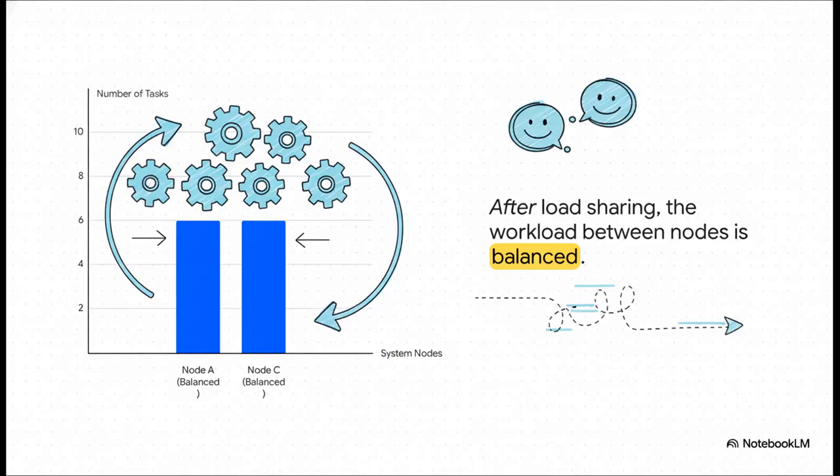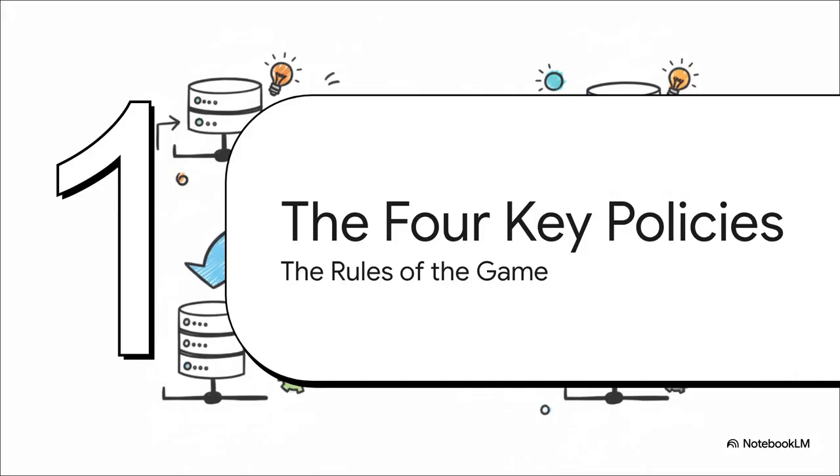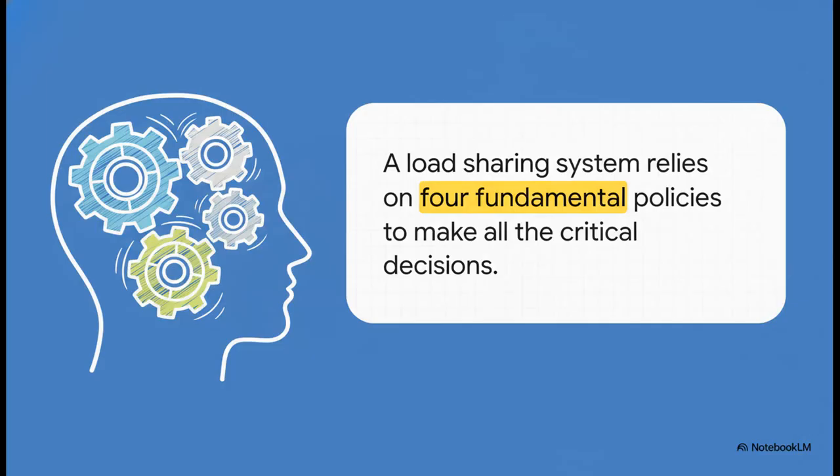And here's the result. After load sharing kicks in, a few tasks have been moved from node A over to node C. And just like that, they're both handling a balanced workload of 6 tasks. The whole system becomes way more efficient, and everything gets done faster. It's a win-win situation. Now, this transfer process doesn't just happen randomly. It's all managed by a set of very specific rules, or what we call policies, that make all the important decisions behind the scenes. For this whole thing to work properly, the system needs a way to answer 4 fundamental questions. You can think of these policies as the brain of the load sharing system.